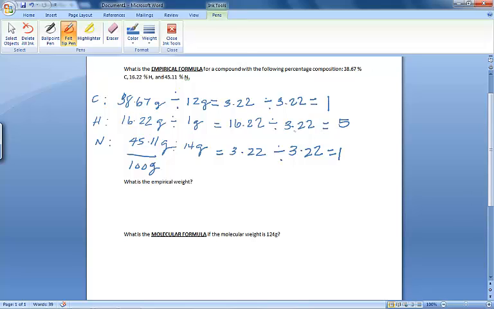Now that we have simplified to 1, 5, and 1, are they whole numbers? Yes, they are. So we now have a simplified whole number ratio. Our actual empirical formula then is C1H5N1. So this is our empirical formula. Is it simplified? Yes, it is, because you can't divide anything by anything more than 1. And, of course, it is a whole number ratio.